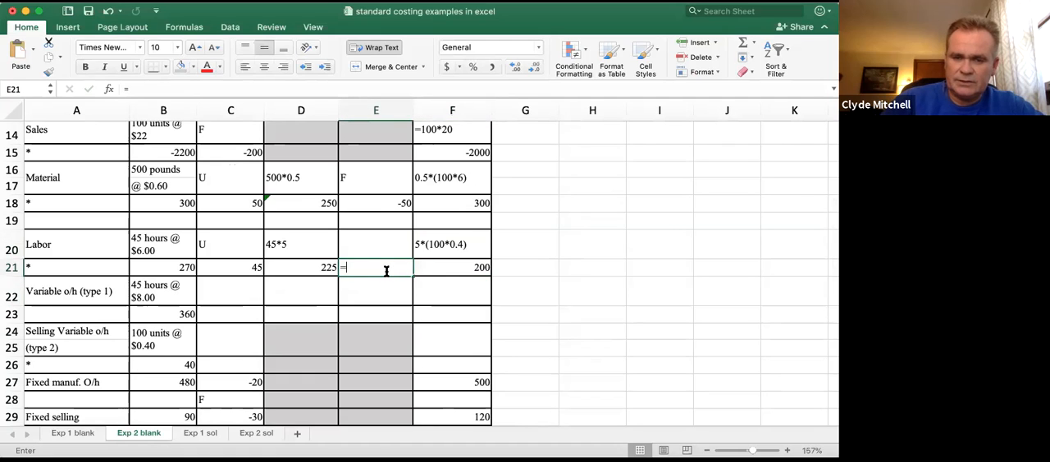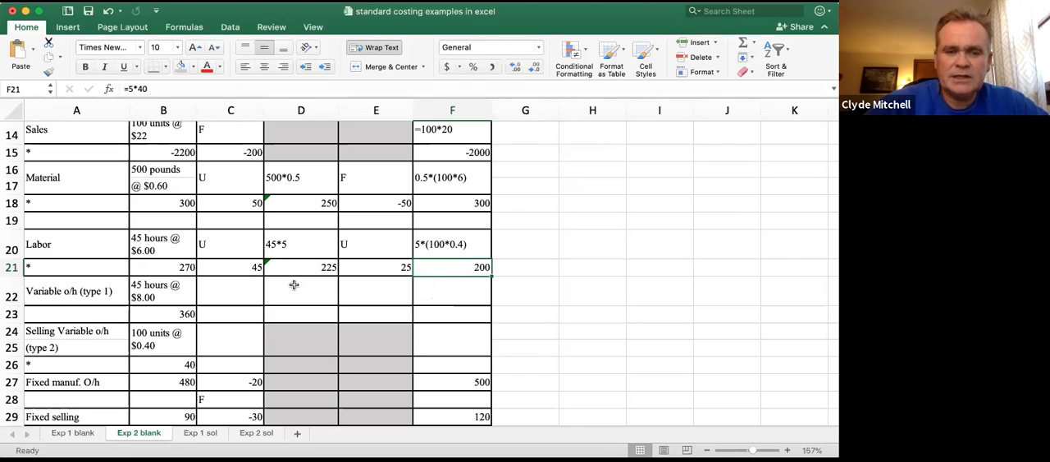Our difference, the actual minus the standard of what it should be, is 25. It is unfavorable. Why? Because our actual is bigger than what it should be. Otherwise, you could look at it this way: this is the efficiency or the usage. We took 45 hours to make these units. We should have only taken 40 hours.